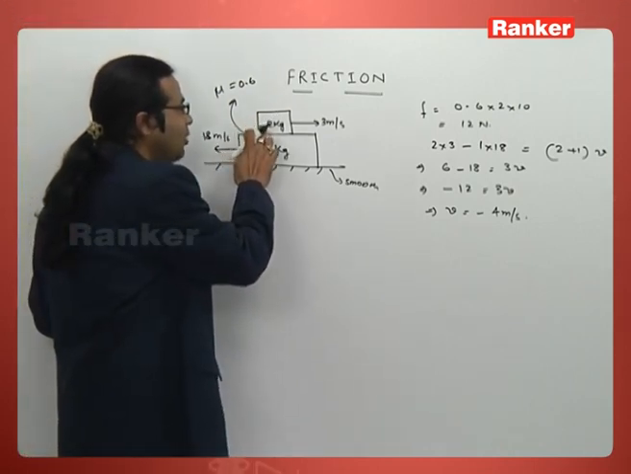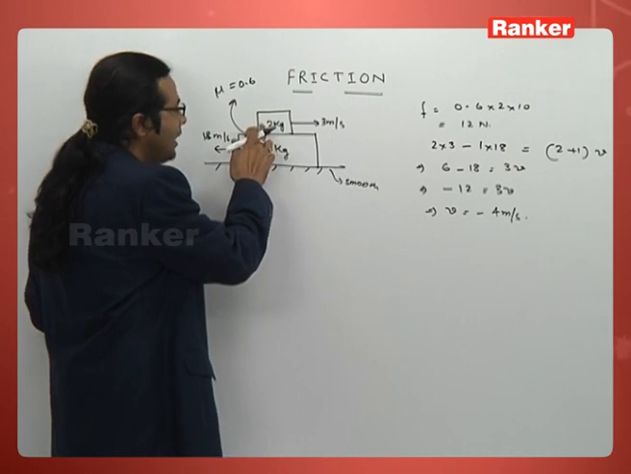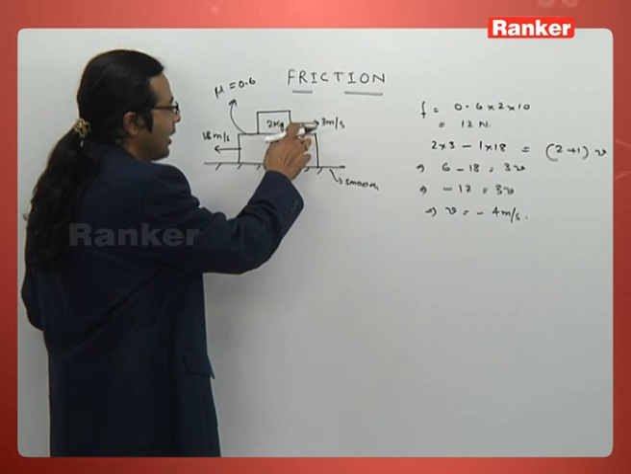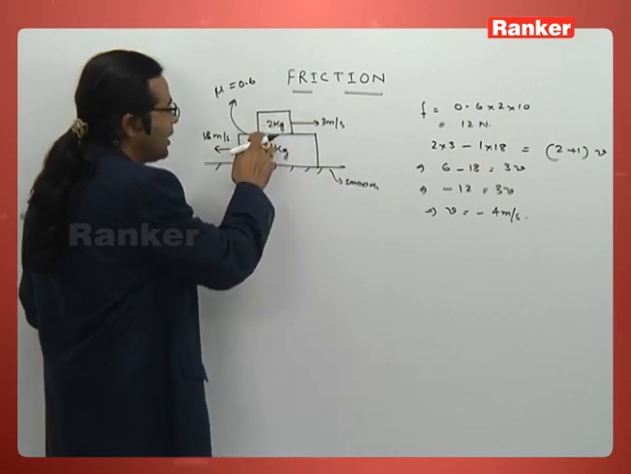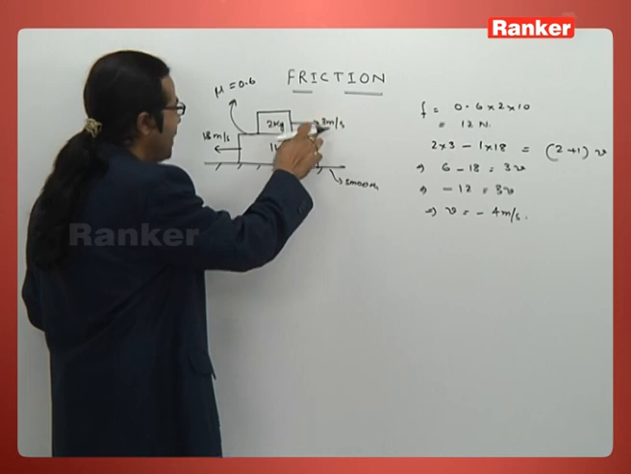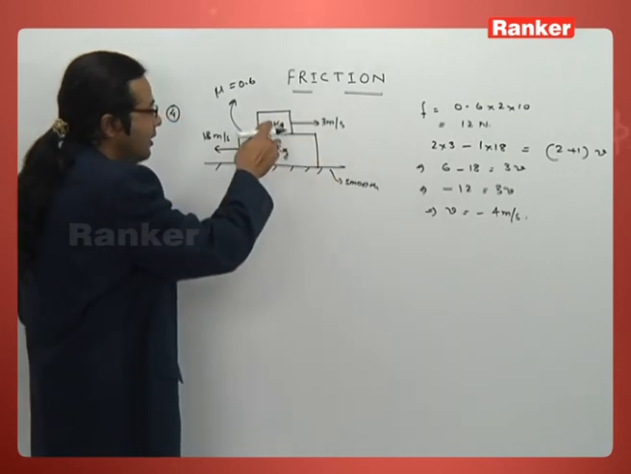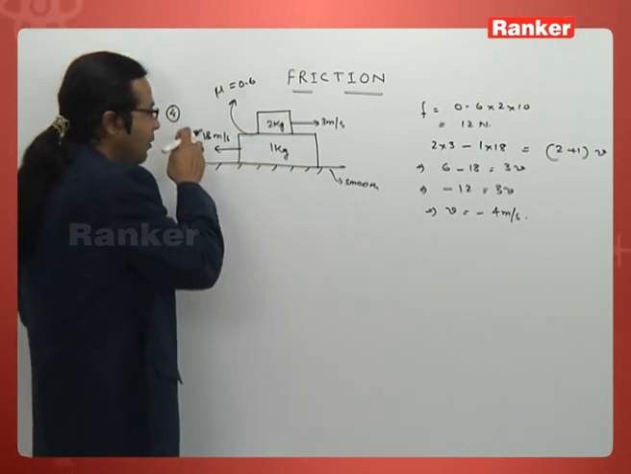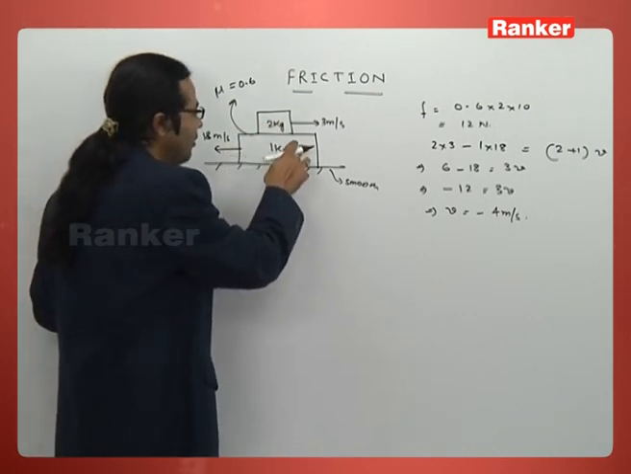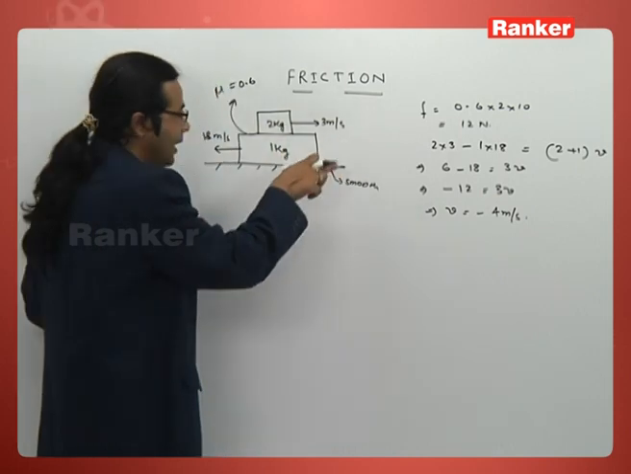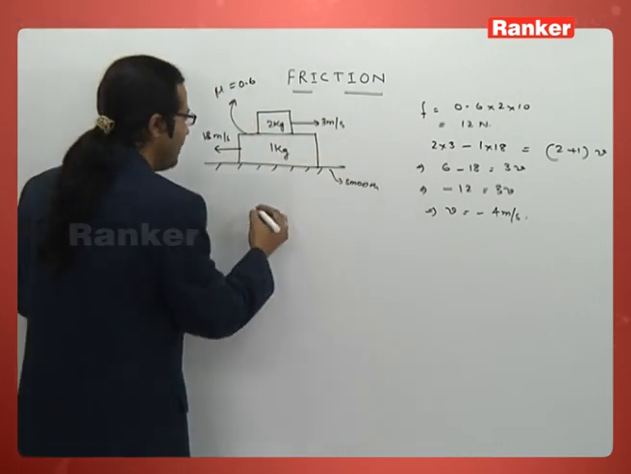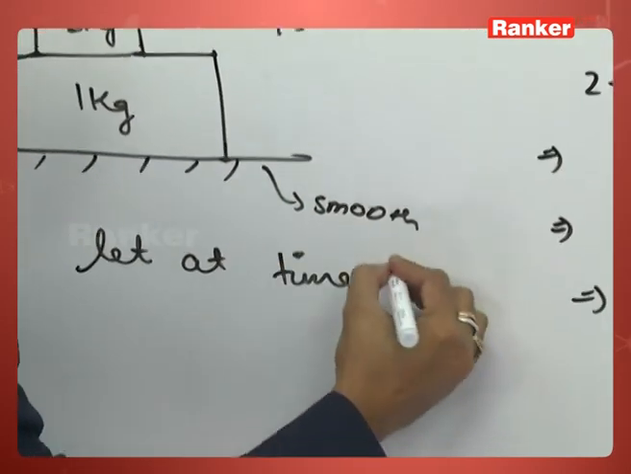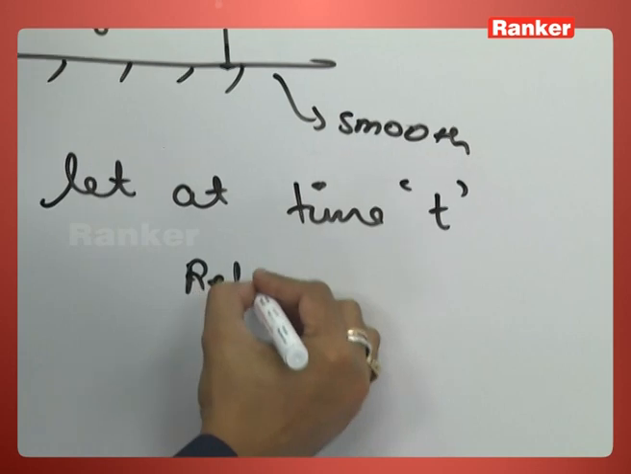Now, if I take relative motion into account, the velocity of the 2 kg block with respect to the 1 kg block will be 3 plus 18, 21, in this direction. So the frictional force acting on the 2 kg block will be in the backward direction, and the frictional force acting on the 1 kg block will be in the forward direction. So let us say at time t relative motion stops.